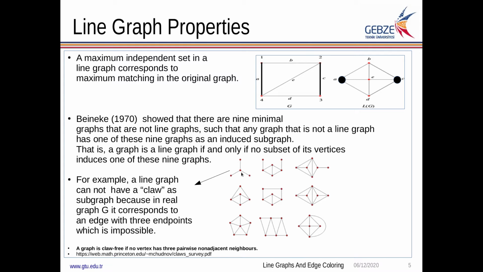For example, a line graph cannot have a claw as a subgraph, because in the real graph G it corresponds to an edge with 3 endpoints, which is impossible. Here, this corresponds in the real graph to an edge, and these are endpoints, but an edge cannot have 3 endpoints.